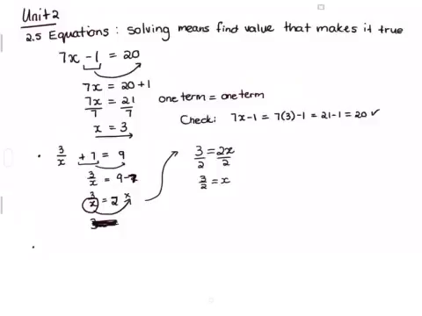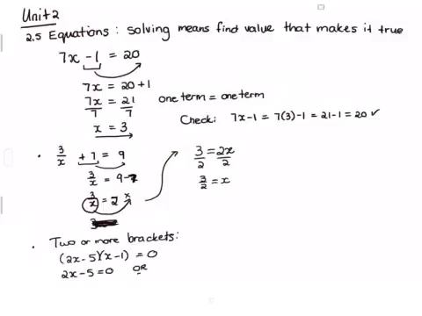You could also get equations with 2 or more brackets. And it's a slightly different beginning. So if I have 2x minus 5 times x minus 1 equals 0. Here you've got to see each bracket. Remember, each bracket is a factor. And you're going to take each factor and put that equal to 0 with an or in between.